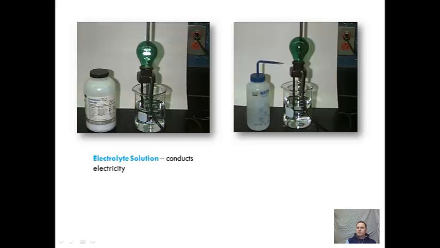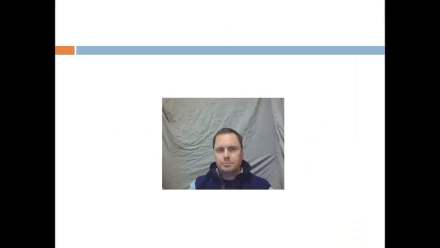Now, if we do this with a non-electrolyte, where we have molecules rather than ions, the molecules aren't going to carry the charge from one probe to the other, so our light bulb doesn't light up. So electrolytes give us ions, and they conduct electricity. Non-electrolyte solutions don't conduct electricity because they give us molecules.